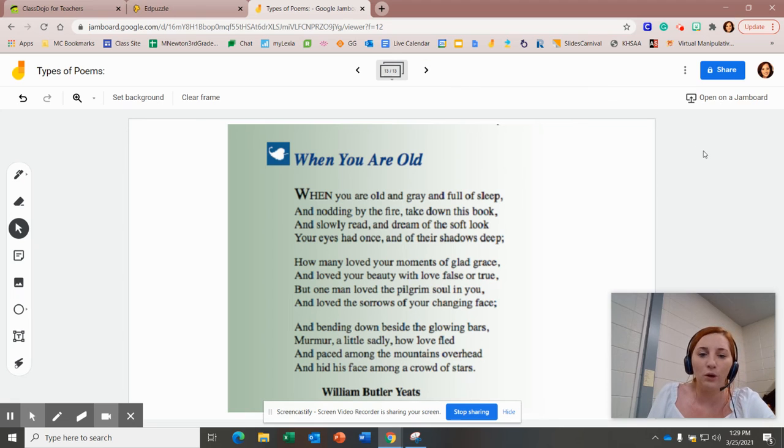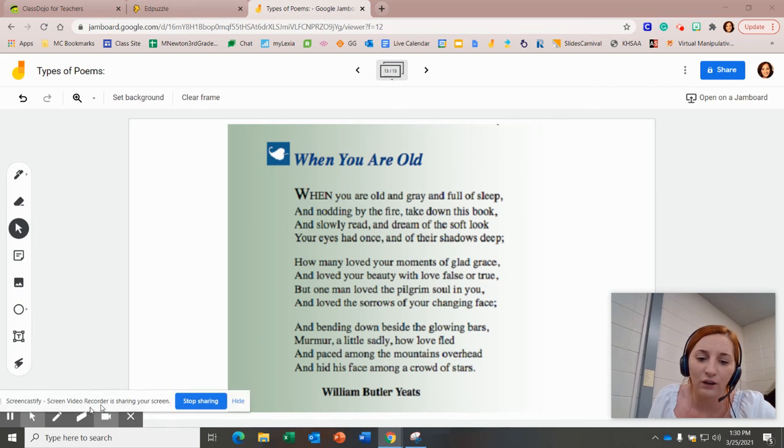An example, When You Are Old. When you're old and gray and full of sleep and nodding by the fire, take down this book and slowly read and dream of the soft look your eyes had once, and of their shadows deep. How many loved your moments of glad grace and loved your beauty with love false or true? But one man loved the pilgrim soul in you and loved the sorrows of your changing face. And bending down beside the glowing bars, murmur a little sadly how love fled and paced upon the mountains overhead and hid his face among a crowd of stars.